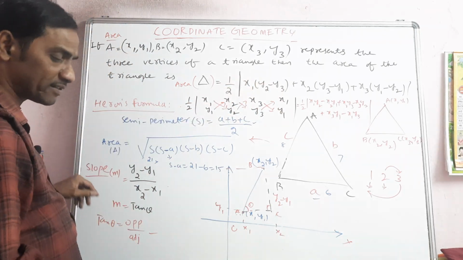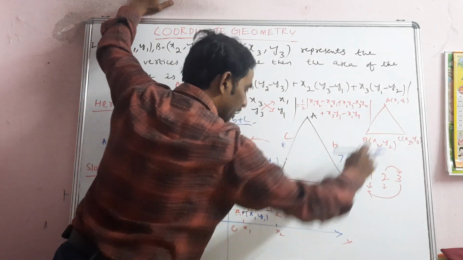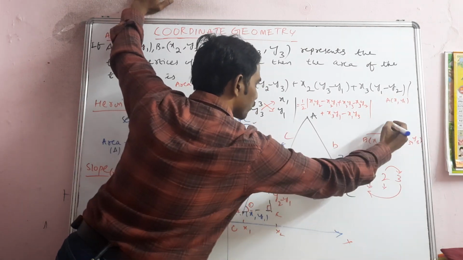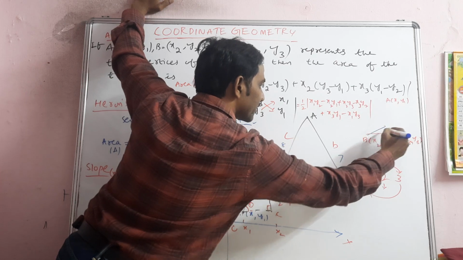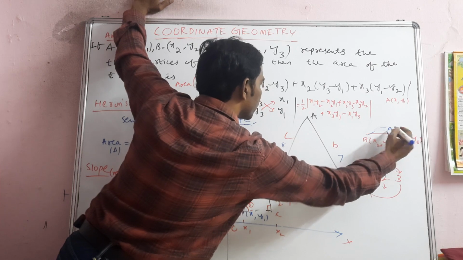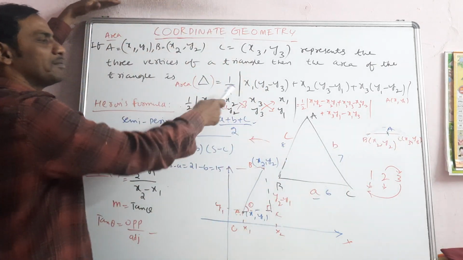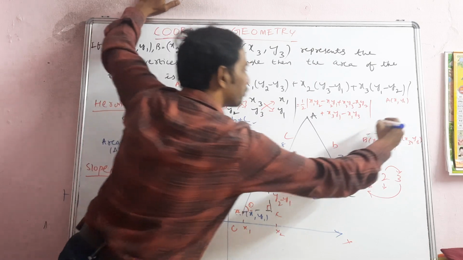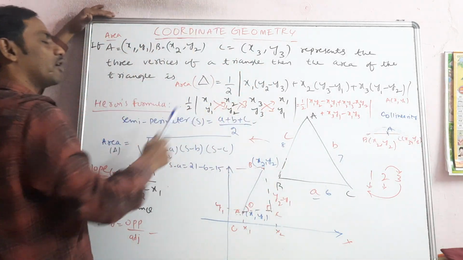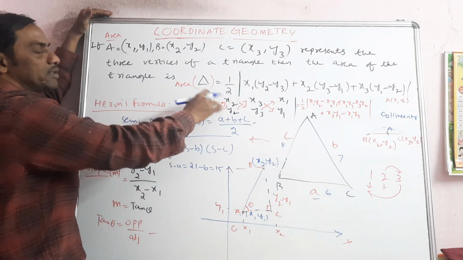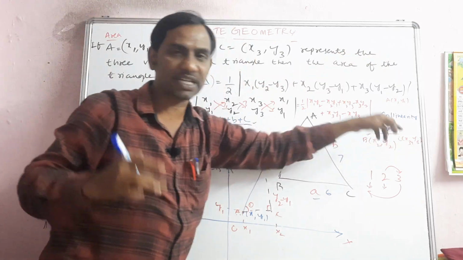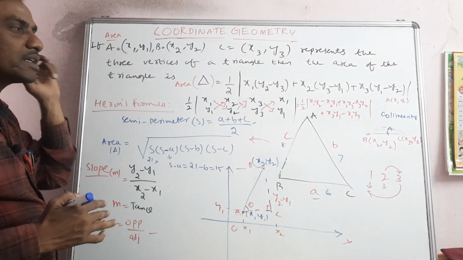What is the meaning of collinearity? See, for example, the point A comes close and lies on BC only, which means the area formed by the triangle will be 0. So whenever you want to prove collinearity, you have to prove that the area of the triangle formed by the vertices is equal to 0. Why? Because if A comes down and stays on the line, you can say it is collinear.